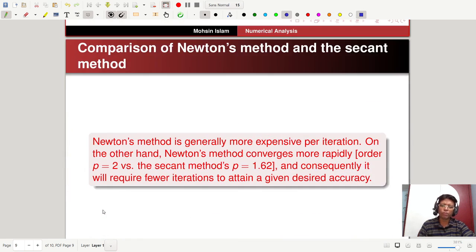Newton's method is generally more expensive per iteration. On the other hand, Newton's method converges more rapidly because its order of convergence is 2, as we have seen. The secant method has order of convergence 1.62, and consequently it will require fewer iterations to attain a given desired accuracy. So that's all about the secant method. This is a very short video about the secant method.